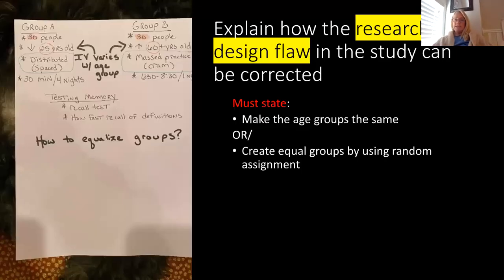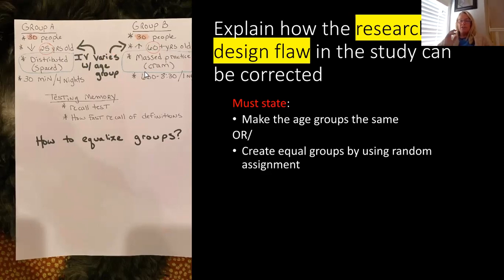Moving on to number 3, explain how the research design flaw in the study must be corrected or can be corrected. So what is the design flaw that's happening? Well, if you go back to my initial notes that I took for myself when I was reading the prompt, I circled a couple things when I read this particular question. First of all, this group is 25 and under, and this group is 60 years and older. This group has a completely different type of control, and this group has mass practice. So the problem with that is your independent variable varies within the age group.